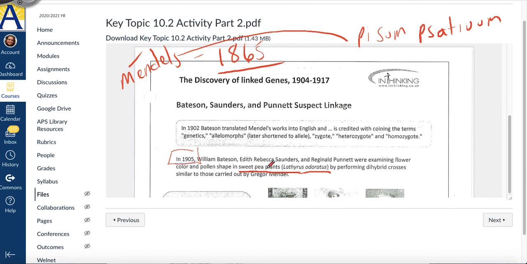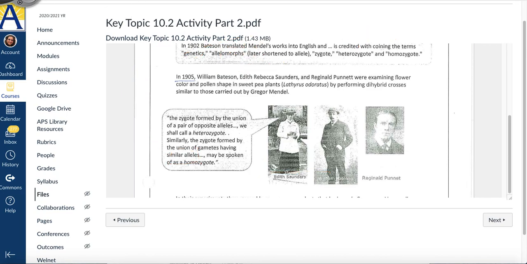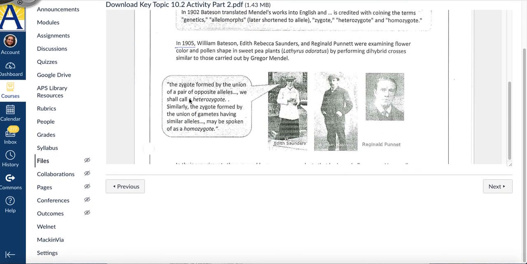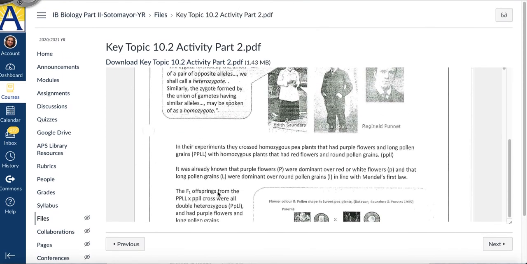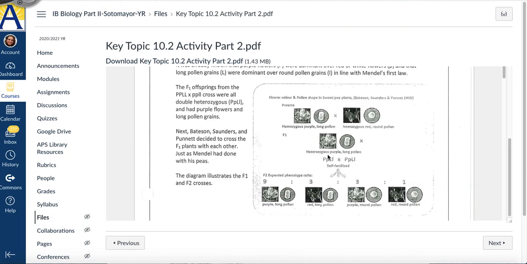Okay, so they were working with the different pea plants, but they were expecting to see what Mendel saw. And this is what led them to scratch their head and be like, wait a minute, something's going on here, right? So you are going to read here in your activity that they started the same way as Mendel, right?